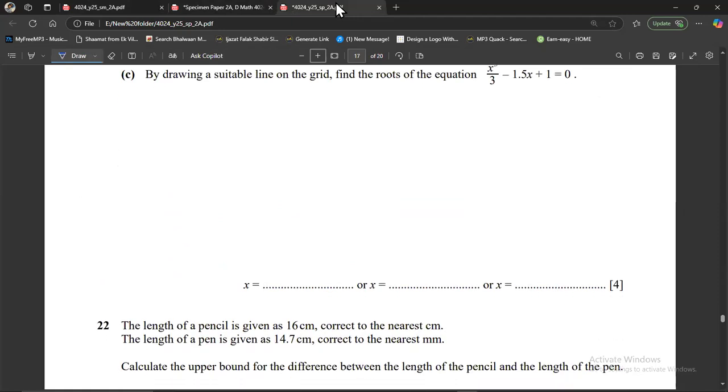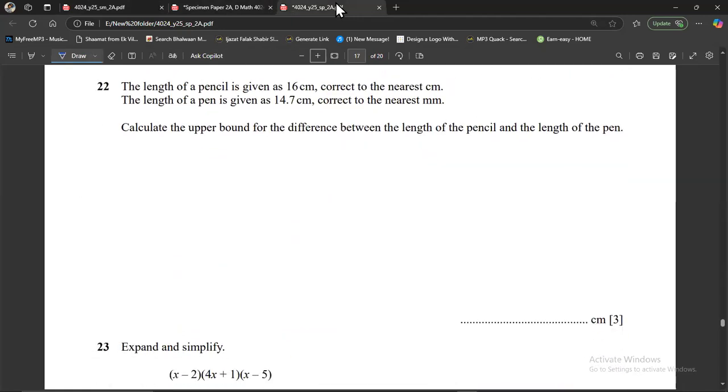Now we are going to the next question, that is question number 24. It says the length of a pencil is given as 16 centimeters, correct to the nearest centimeter. The length of a pen is given as 14.7 centimeters, correct to the nearest millimeter. You see, they are trying to confuse you. Here they said nearest centimeter, and in this case, they said nearest millimeter. Calculate the upper bound for the difference between the length of the pencil and the length of the pen.